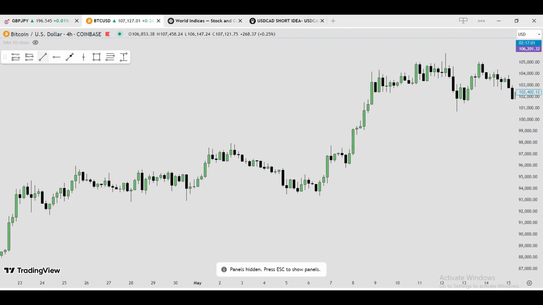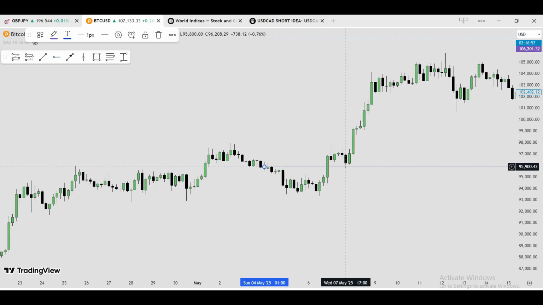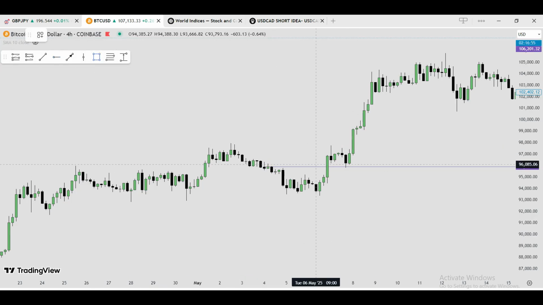Now price came down to retest this high here and this imbalance. You can see that this imbalance is so clean and so smooth. Now when that happened, I'll begin to look for an entry to buy.